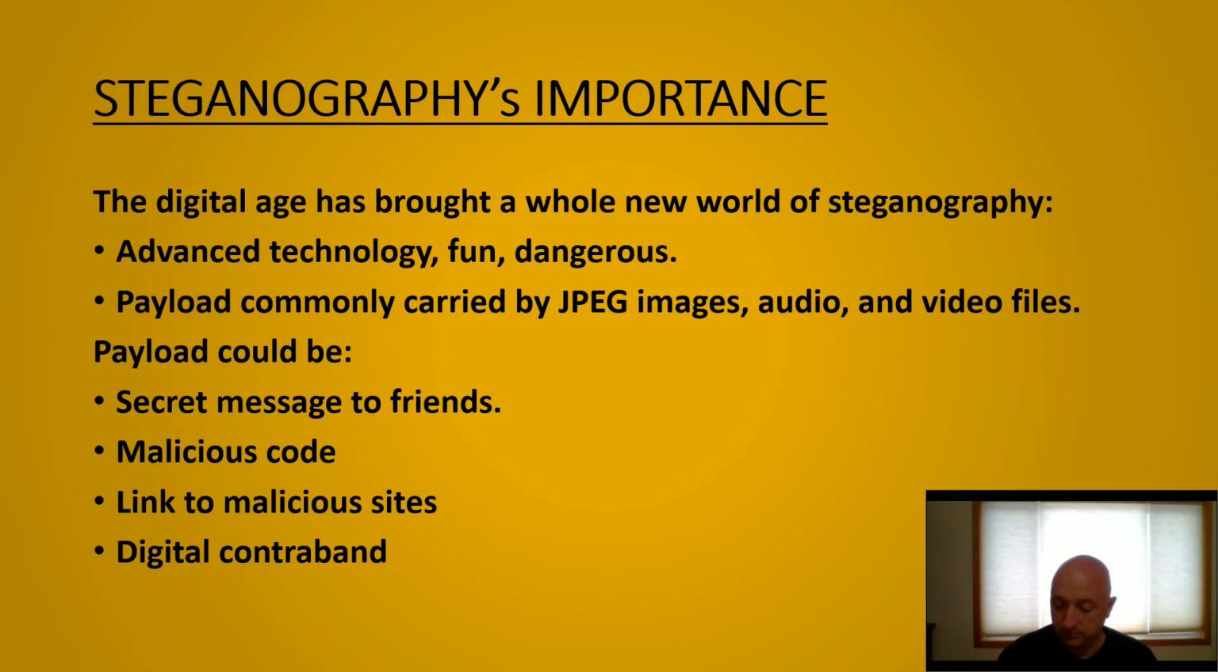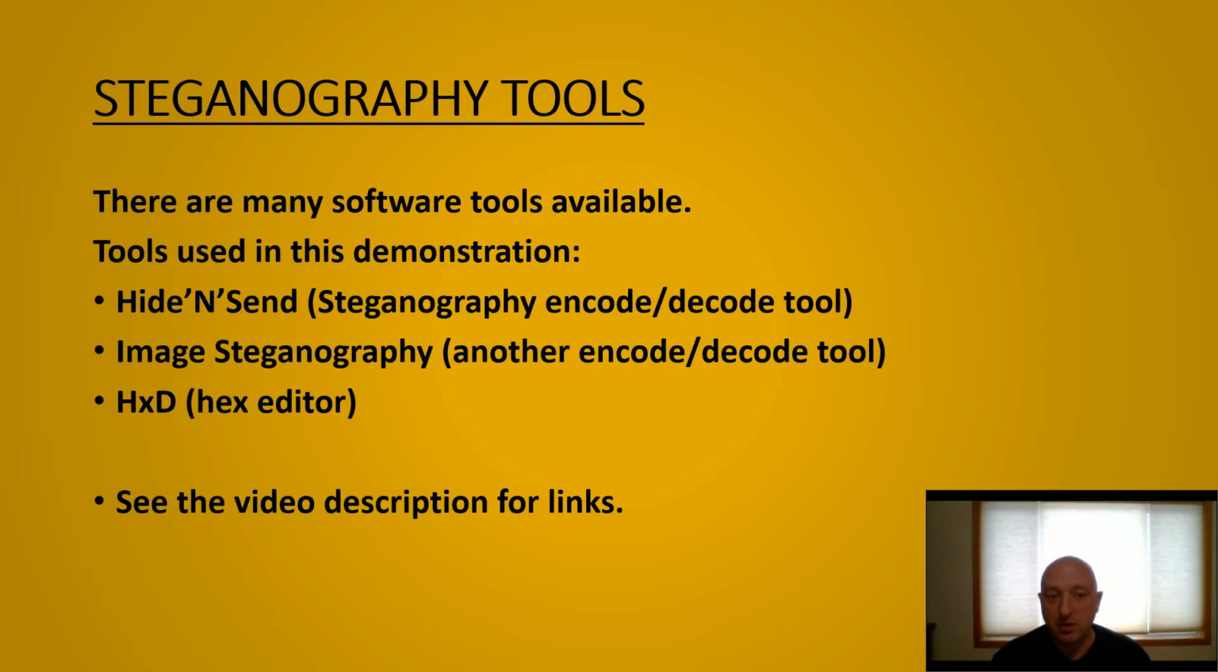Now, there are many tools. You surf the web, you can find all kinds of tools, just like we found for other parts of this course. And some of them are paid, some of them are free, and various ones are more complicated to use than others. The tools we're going to use today is Hide and Seek, which is a very basic steganography encoding and decoding tool. And briefly show you one called Image Steganography, which is another tool. And then we're also going to use a hex editor called HxD. And you'll see in a little bit how the hex editor comes into play for analyzing pictures. I'll have in my video description on YouTube links to all these sources.